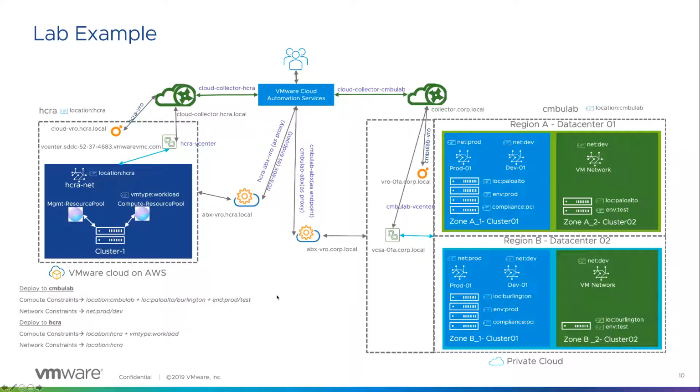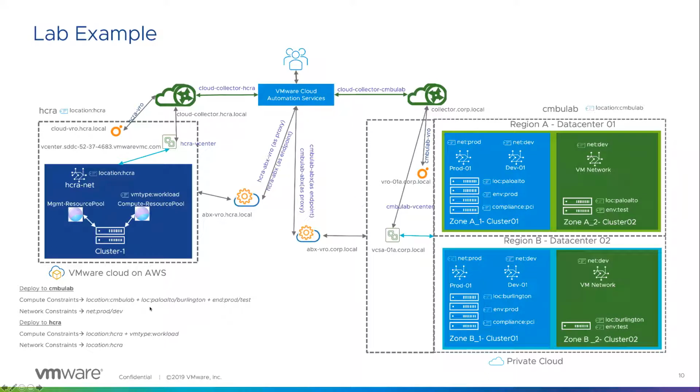Now first I need to select compute constraints. So if I am selecting location CMBU lab, then I need to select whether I want to deploy it in Palo Alto or Burlington. Then I have LOC, that's the tag name, so I can select either Palo Alto or Burlington. That means I'm going deeper into which region I want to deploy. And then the last one is environment, which is ENV. I want to deploy to production or test. So it would select whether it wants to deploy in the production or test environment, right?